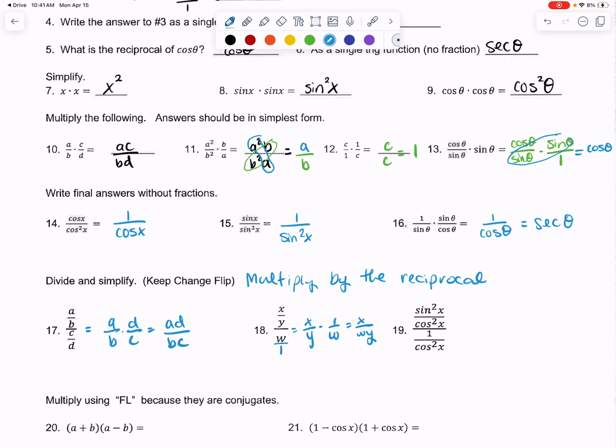So if I have sine squared over cosine squared divided by 1 over cosine squared, notice we have the larger fraction. This is called a complex fraction when we have a fraction inside of a fraction. And so we take the numerator and we multiply by the reciprocal. So we have sine squared over cosine squared times cosine squared over 1. 1 over cosine squared flips to be cosine squared over 1. Now cosine squared over cosine squared is 1, so all we're left with is sine squared over 1.